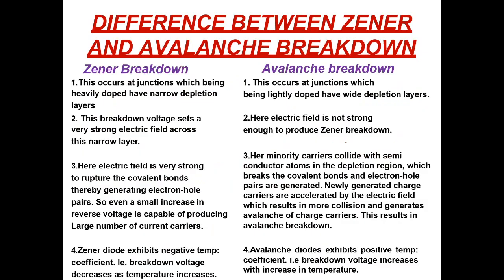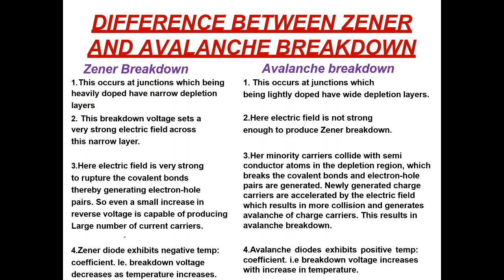If you observe the differences between Zener breakdown and avalanche breakdown, the first is that Zener breakdown occurs in heavily doped material, and avalanche breakdown occurs in normally doped material. The width of the depletion layer will be more for avalanche breakdown. Next, for the Zener breakdown, the breakdown voltage is very strongly dependent on the electric field across the narrowest layer, whereas avalanche breakdown is not as strongly dependent.